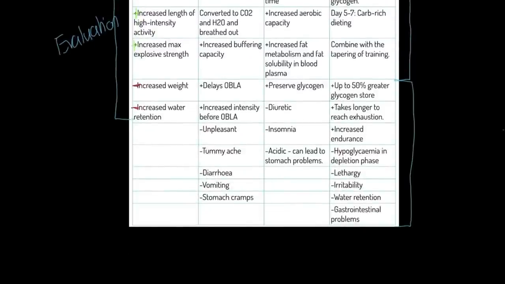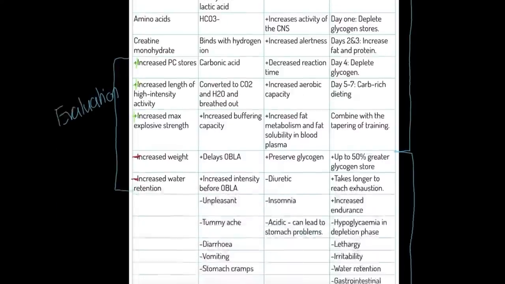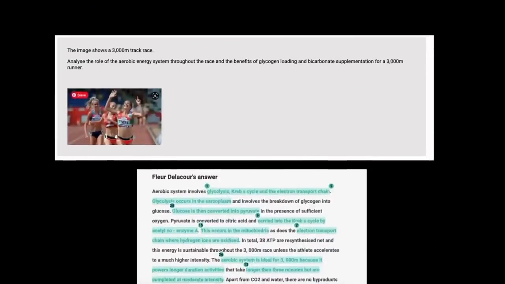Now, that is not dissimilar to any of the other supplements, but the point I want to make here is that the glycogen loading process is a little bit more detailed, and therefore you might want to spend a little bit of time on that. Now, to finish off everything for today, I want to come back to the second half of our 20 marker, the benefits of glycogen loading and bicarbonate supplementation for a 3,000 meter runner.